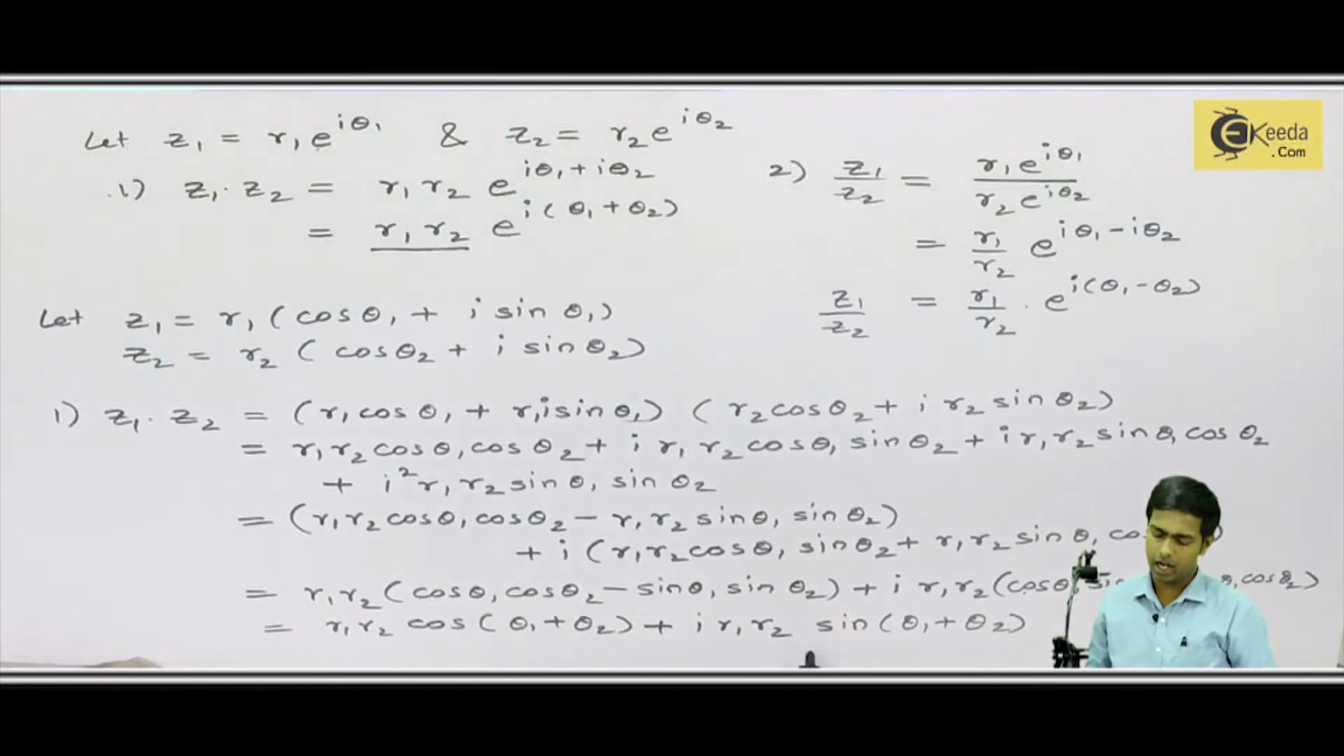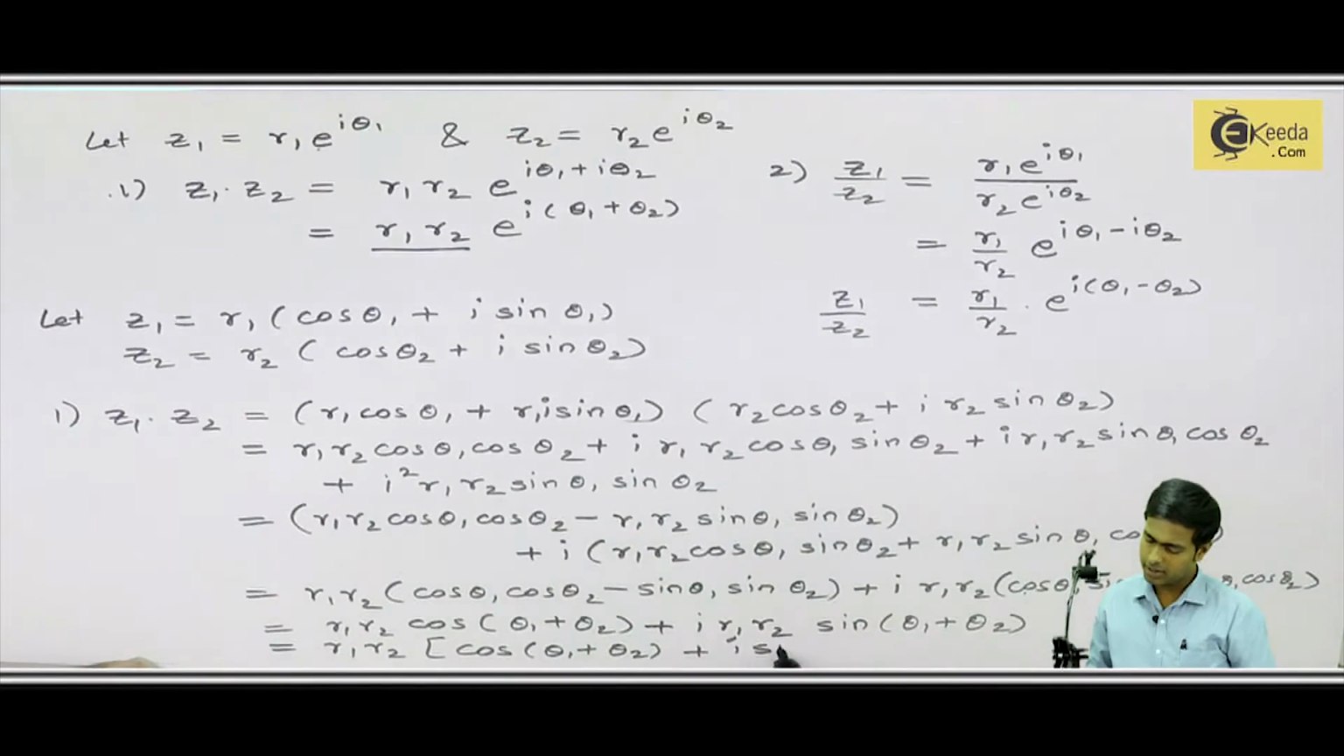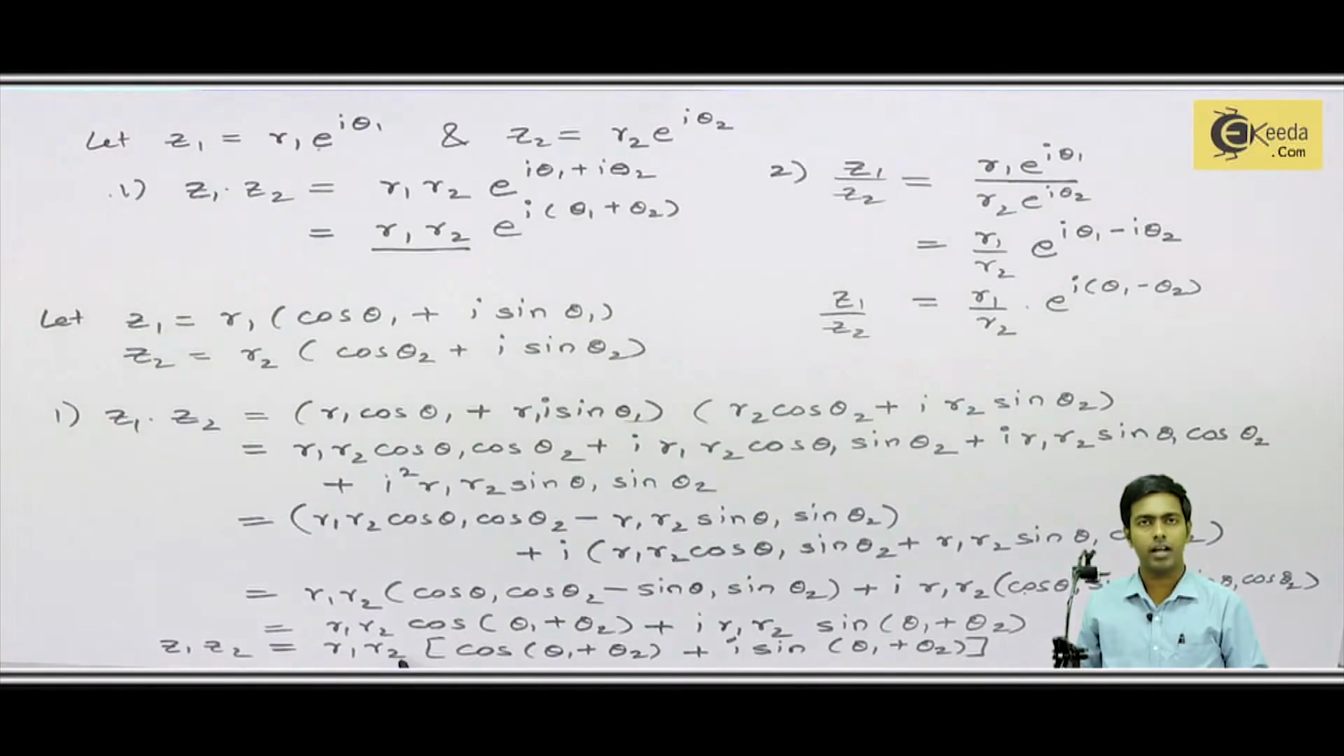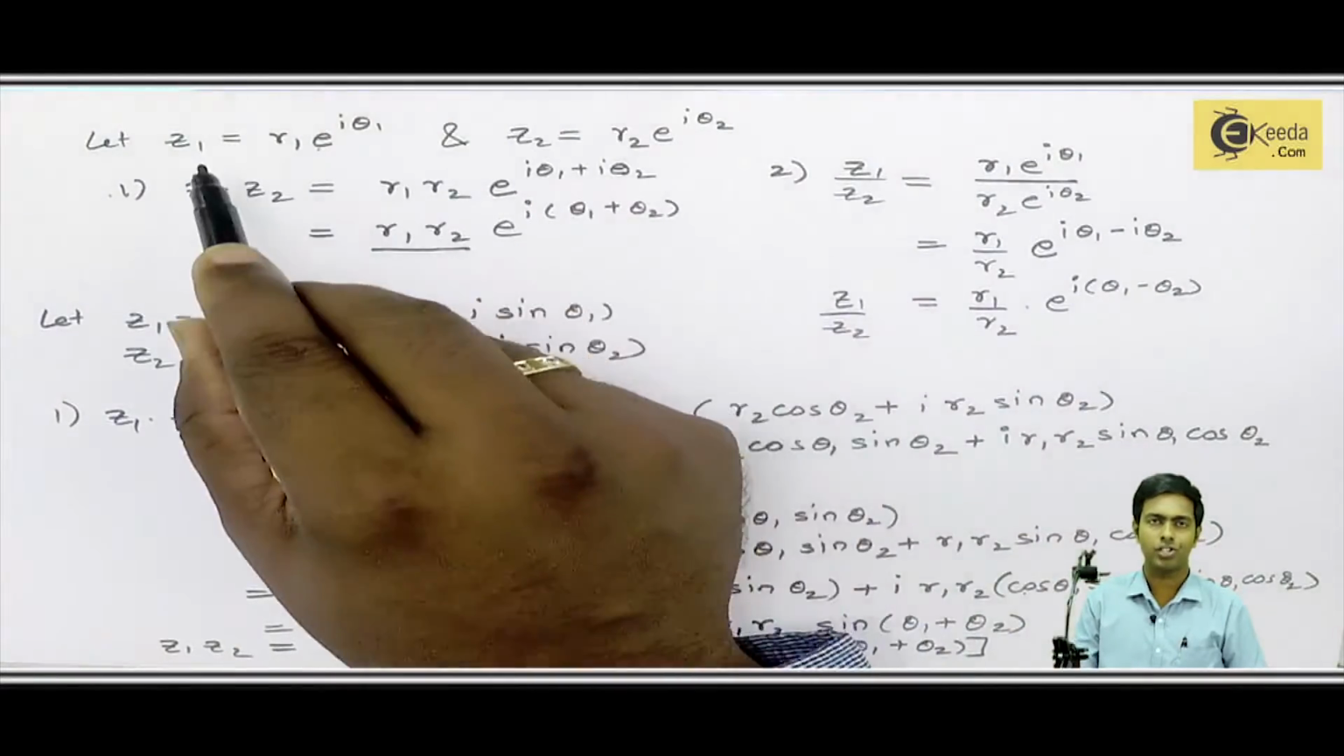Now we can take r1 and r2 outside the bracket, and inside the bracket we will get cos of theta 1 plus theta 2 plus i sin of theta 1 plus theta 2. So here you can see that we got r1 r2 as the modulus and theta 1 plus theta 2 as the argument, which we had got in the exponential form.